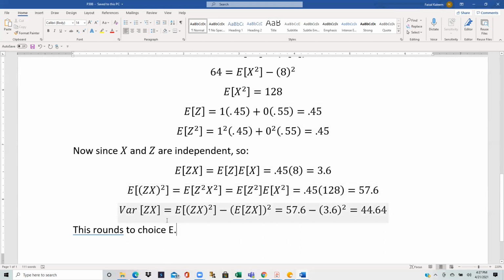The variance of ZX is equal to E of ZX whole squared minus E of ZX whole squared. So equals 57.6, which was the expected value of ZX whole squared, minus the expected value of ZX, which was 3.6, whole squared. That gives 44.64. This rounds to choice E.